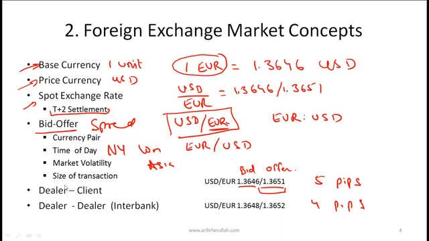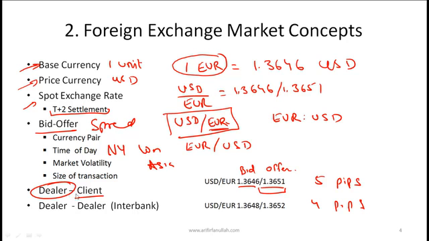Dealer client. So dealer refers to a FX dealer. So these would be large financial institutions such as, say, JP Morgan, Citibank, Barclays, etc. So these entities are foreign exchange dealers. A client might be an entity such as a large mutual fund. So if a large mutual fund wants to hedge its FX risk, or it wants to trade in a given currency, it will go to a dealer. So this interaction would be called a dealer-client interaction.